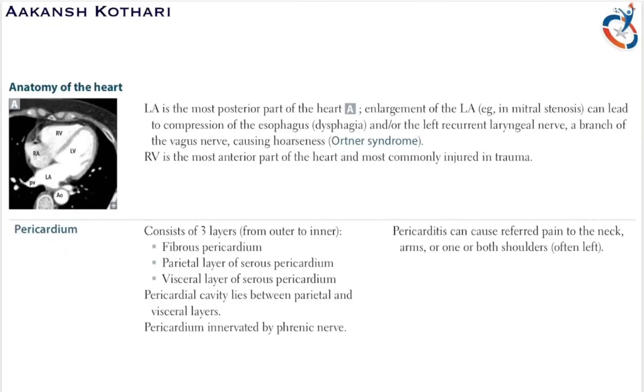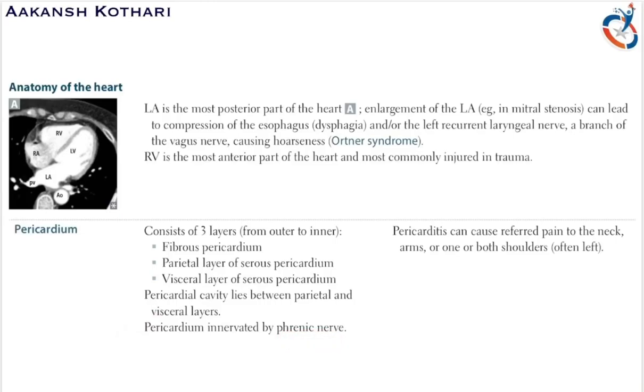The pericardium consists of three layers, which are the fibrous pericardium, the parietal layer of the serous pericardium, and the visceral layer of the serous pericardium. So between these two layers, there is the pericardial cavity. And always remember that the pericardium is innervated by the phrenic nerve. This is very important. So the pericardium is always innervated by the phrenic nerve.